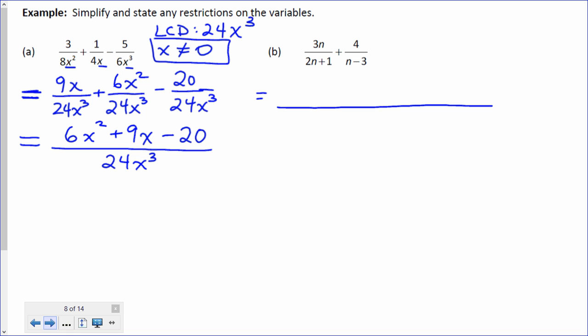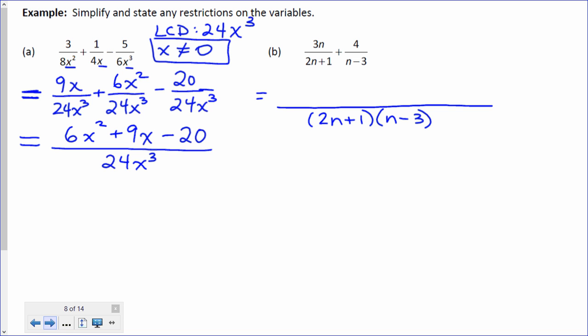Now, to save some room, is everyone okay? I'm going to just write a single expression right away. Or else you have to do 2n plus 1, n minus 3, plus 2n plus 1, n minus 3. You're going to have to do it twice, which you can, but I'm just going to do it once. 2n plus 1 bracket n minus 3. That's my common denominator. Okay?